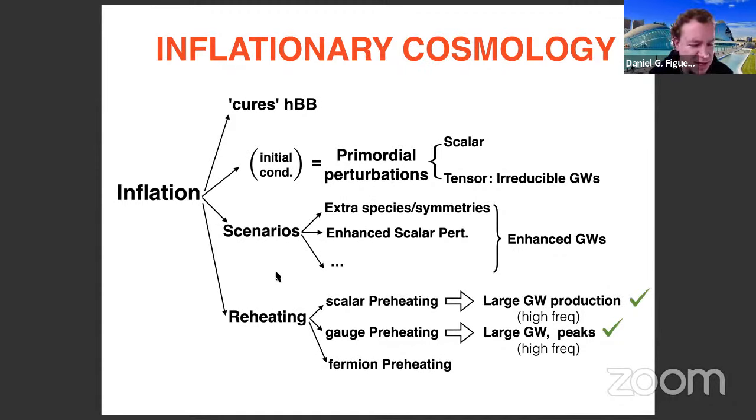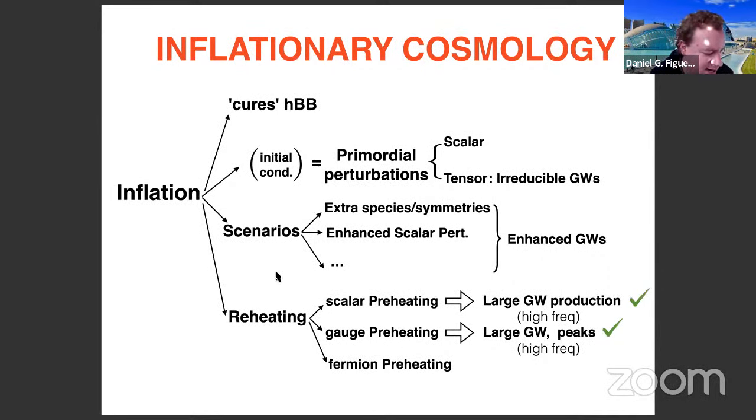Let me put it this way. The reason why the frequency is high is because these are high energy scale models of inflation, okay? And I need them to be high energy scale models in order to have sufficiently large amplitude for the background of gravitational waves.